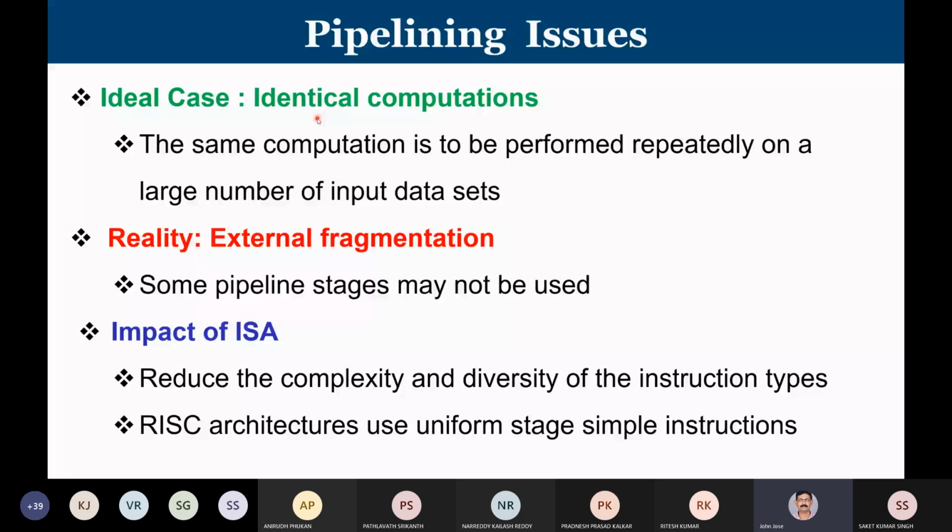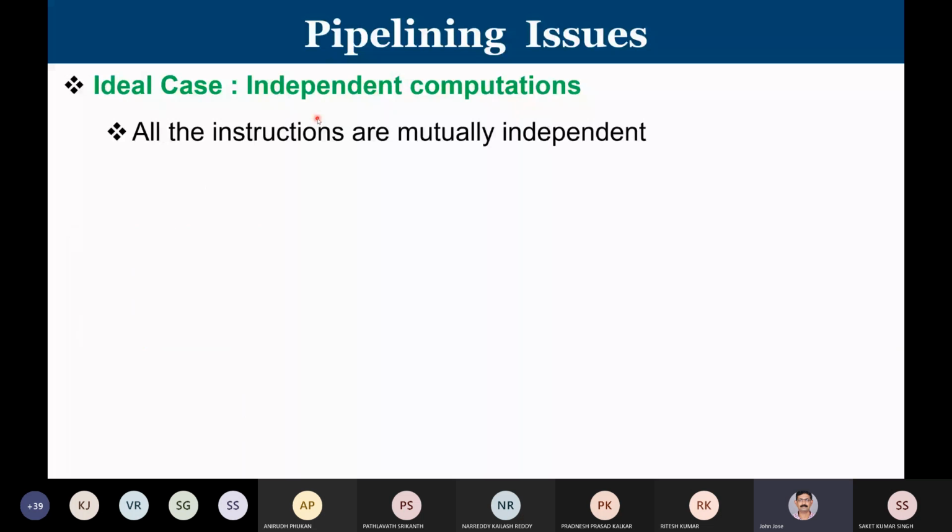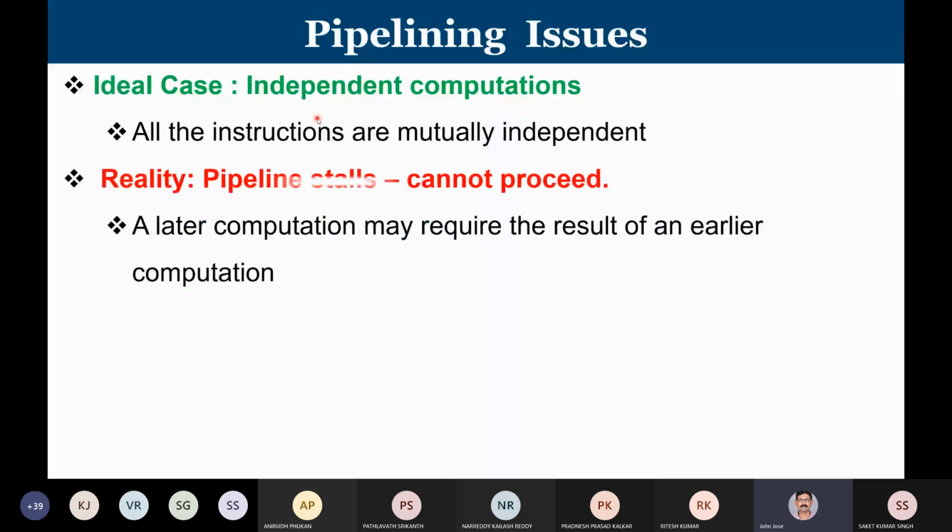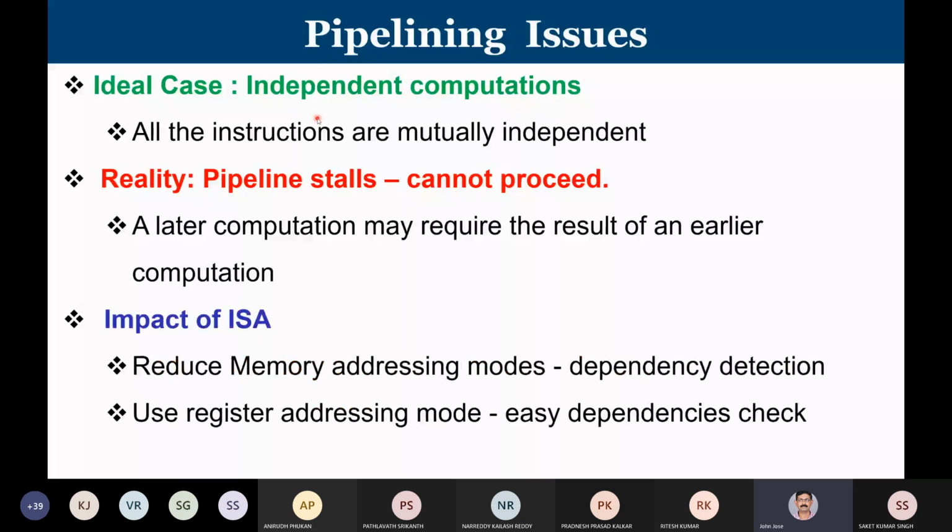The third one is that we assume all instructions are mutually independent. The reality is the pipeline cannot proceed the way we saw today. Sometimes a later computation may require the result of a previous computation. Let's say my third instruction wants to operate on data which is produced by the first instruction. Before the first instruction completes, how can I read the data for the third instruction? So the impact is we may have to do dependency checking. What I want to say is there are problems, and we will try to address these problems and see how an effective pipeline is implemented.